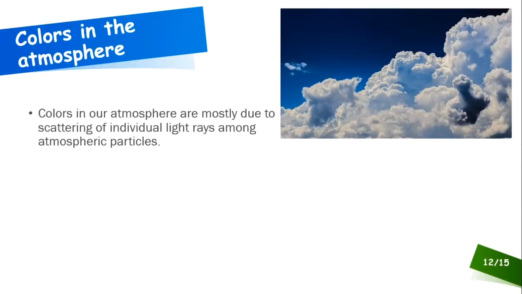What we've learned today helps us to understand the colors that we see in the atmosphere. Those colors are mostly due to the scattering of individual light rays among the atmospheric particles. You've got all kinds of things up there in the sky. You've got molecules of nitrogen, molecules of oxygen, molecules of carbon dioxide. You've got water vapor that's forming the clouds. And the light rays that are coming in from the sun get scattered by all of these particles.